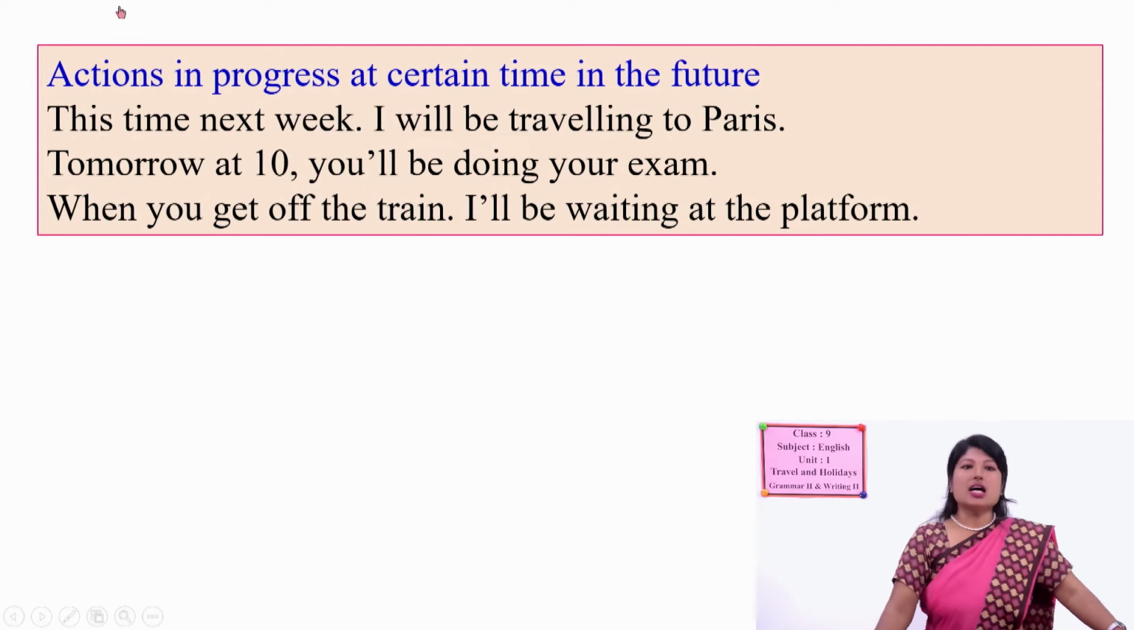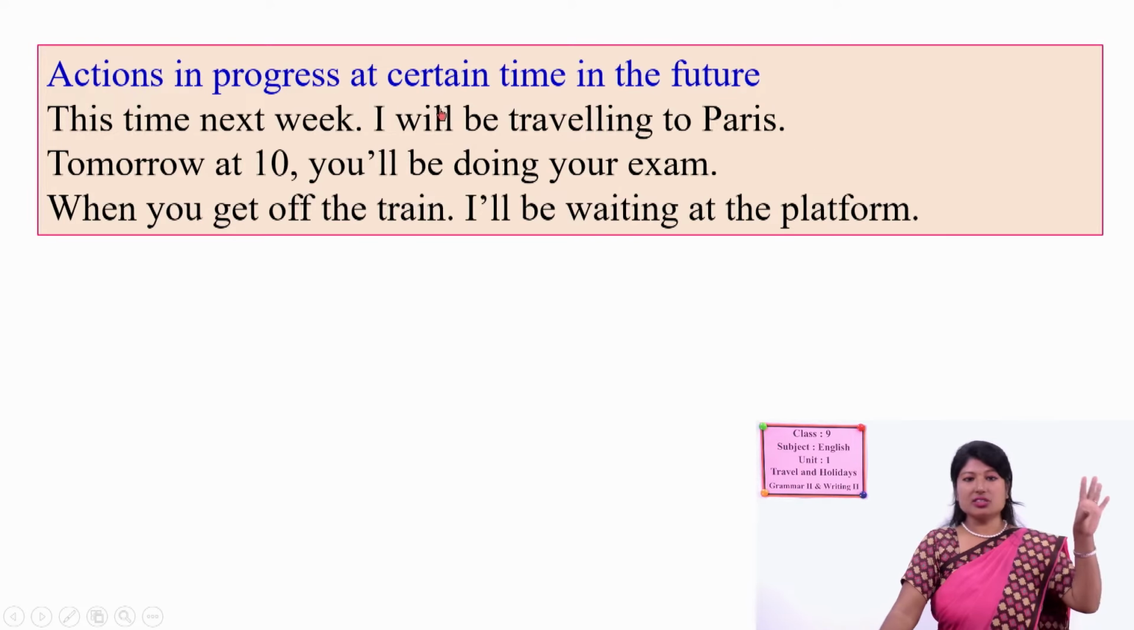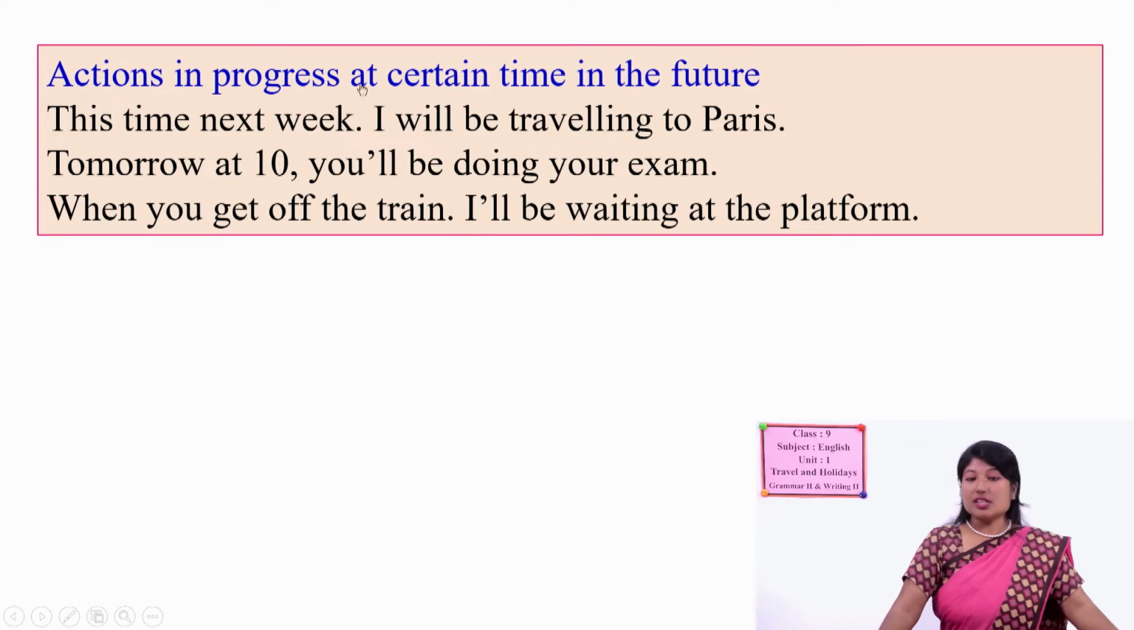Here it is used for actions in progress at a certain time in the future. If some action continues in the future, then we use the future continuous tense. Examples: this time next week, I will be traveling to Paris. Tomorrow at 10, you will be doing your exam. When you get off the train, I'll be waiting at the platform.